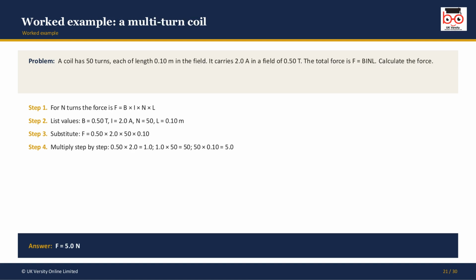Now a coil with several turns. It has 50 turns, each about 0.10 meters long in the field, carrying 2.0 amps in a field of 0.50 Tesla. For N turns, the force becomes B times I times N times L. Substituting, that's 0.50 times 2.0 times 50 times 0.10. Step by step, 0.50 times 2.0 is 1.0, times 50 is 50, times 0.10 gives 5. So the total force is 5.0 newtons, much larger than a single turn would give.